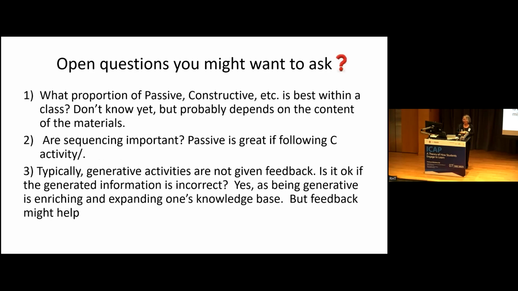So that's all I have right now, and I put here three questions that you might be curious about that we could talk about. One is that there are many more open questions that there hasn't been research on. One open question is, what proportion of a class should be passive, constructive, and so on? Iris asked that yesterday. I don't know. My guess is it probably depends on the content of the class. As you know, not all domains need constructive, right? So what kind of content domains do not need constructive? Does anybody have an idea?